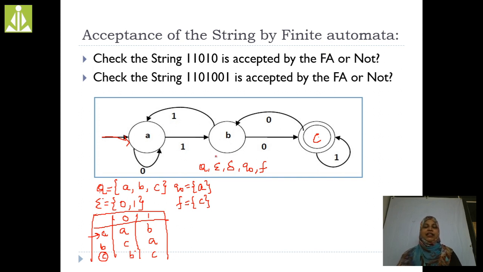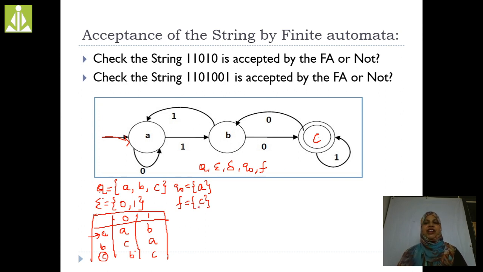Up to here clear? A DFA consists of 5 tuples: Q, sigma, delta, Q naught and F. Q is the set of states A, B, C. Sigma is the set of inputs 0, 1. Delta is the transition function; by seeing the transition diagram, we draw the transition table. Q naught: the arrow mark indicates that A is the initial state. F is the final state, indicated by the double circle, that is C.